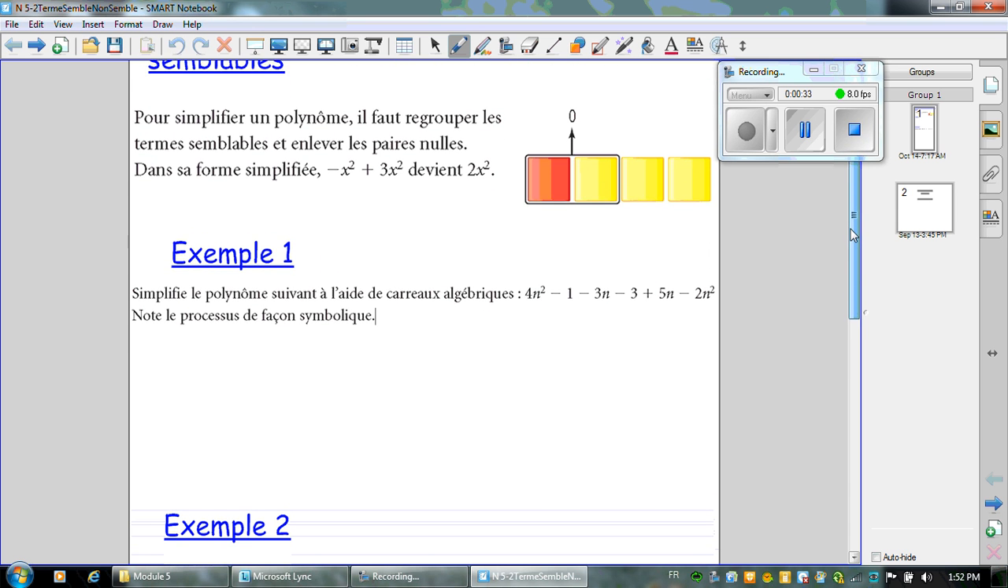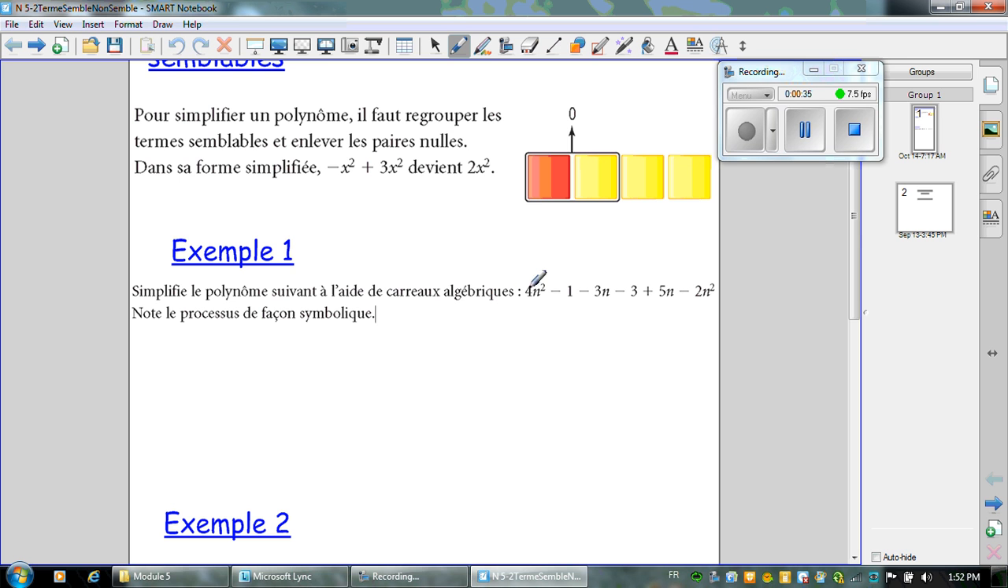So let's take a look at our first example here. What we're going to do is look at this polynomial and represent it using tiles, so I'm just going to draw them out. This one here, 4n squared, would look something like this. I'm going to use a black pencil, so 4n squared would be 4 big tiles, like so, open because they're positive.